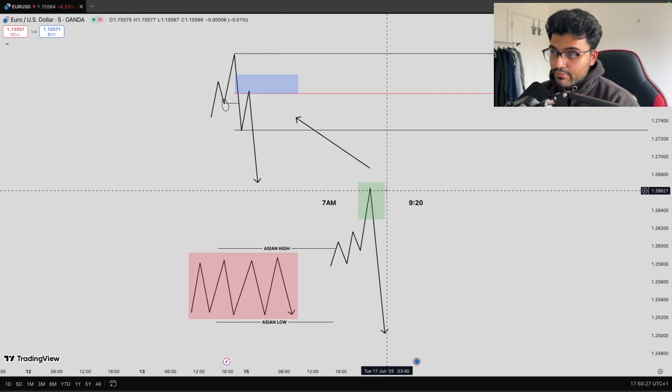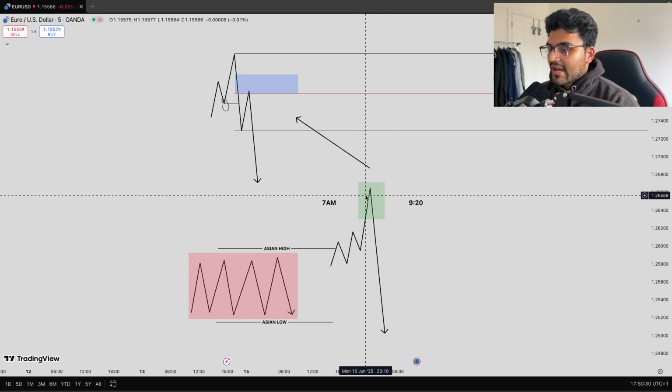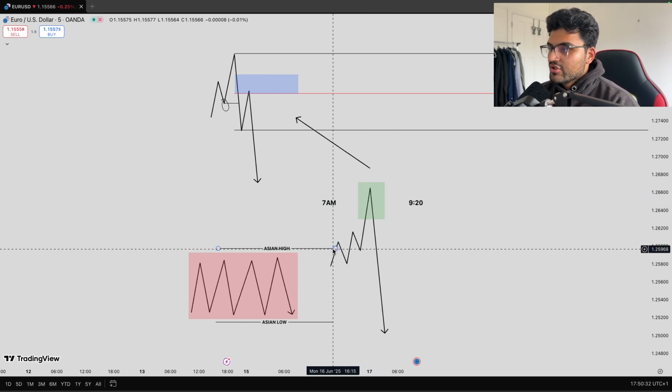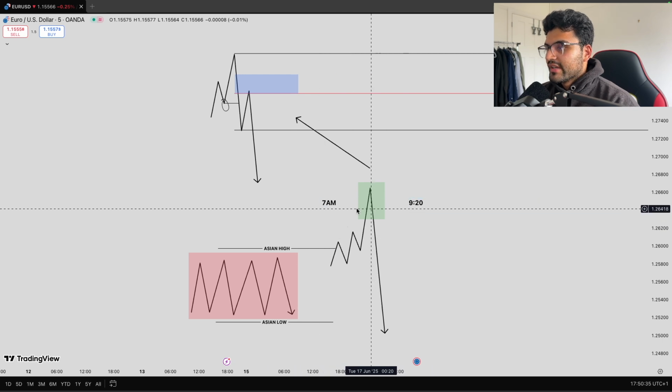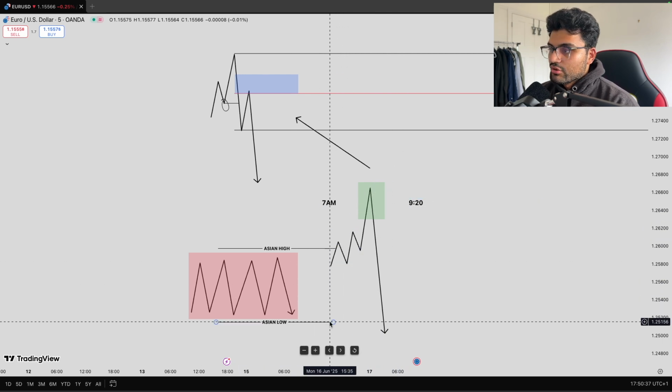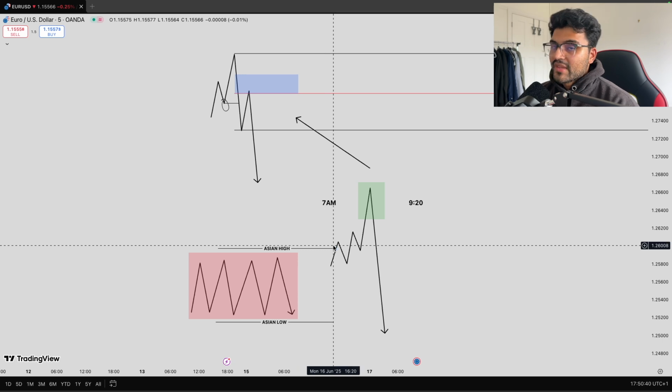So this is the previous diagram which I showed you. But now, how do we actually enter when we get to this part? So we've had an Asian high sweep between 7 and 9, but now we want to enter a reversal to target a downside Asian low or just a simple 2 risk to reward. That's up to you and your testing.